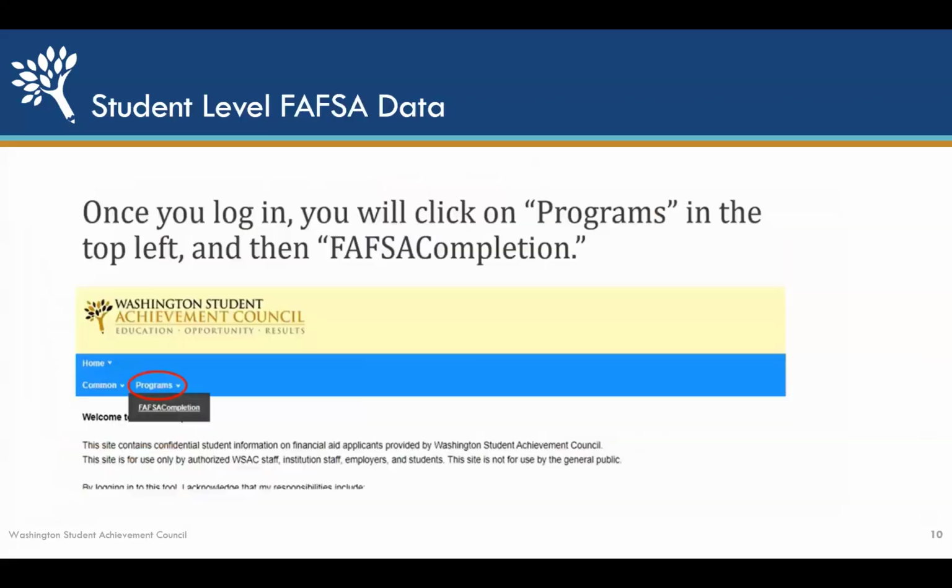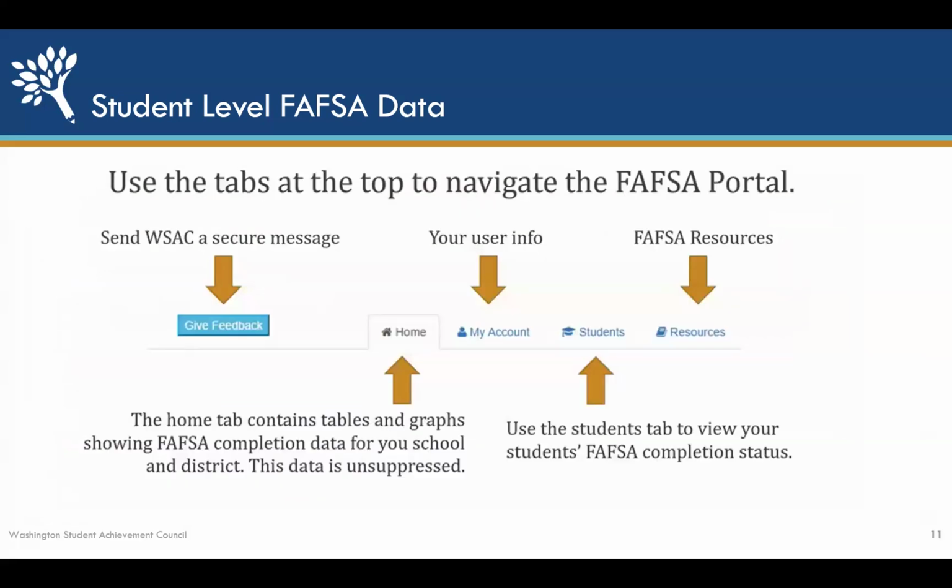Once you log in, you will click on Programs in the top left, and then you'll click on FAFSA completion. You'll use the top tabs to navigate the FAFSA portal. The first tab, the Home tab, contains tables and graphs showing FAFSA completion data for your school and district. The data is unsuppressed.